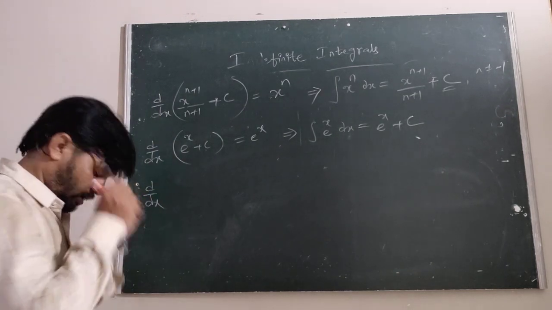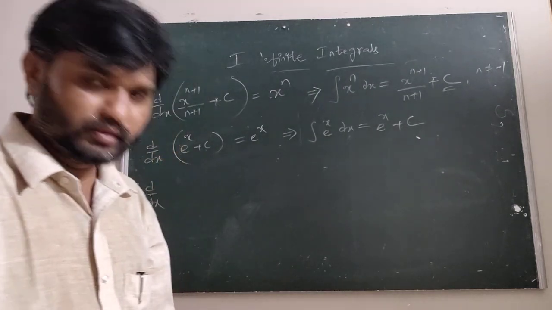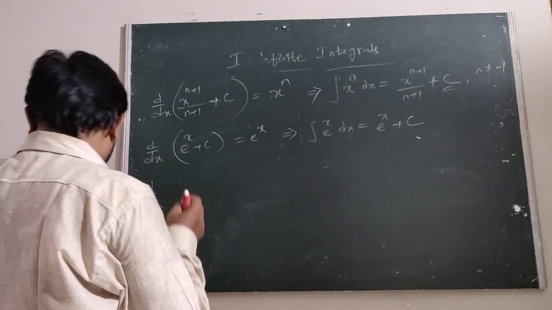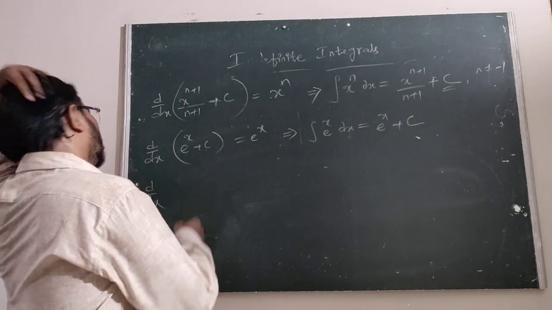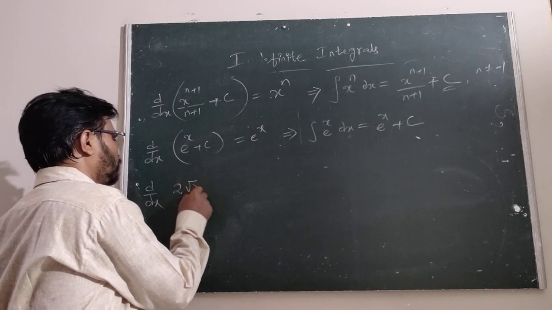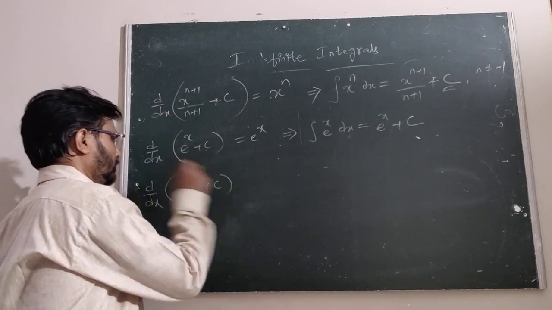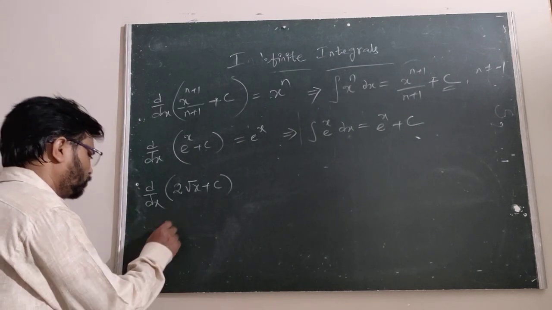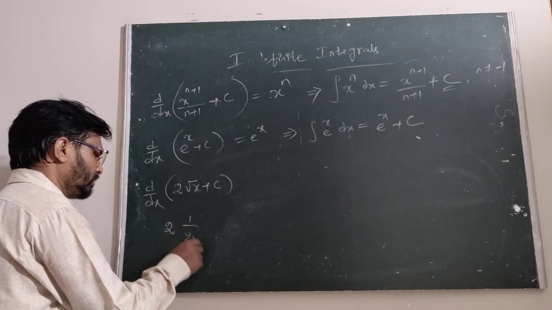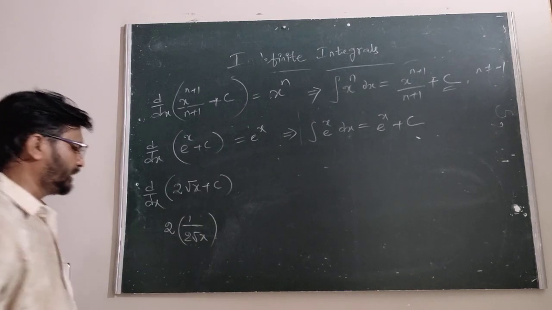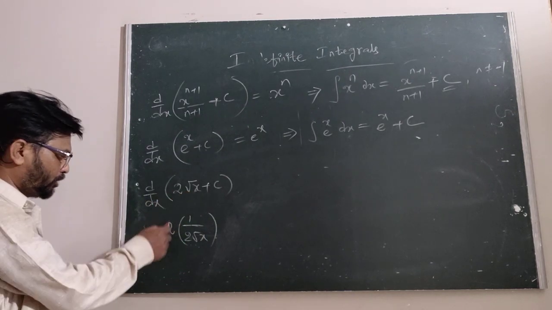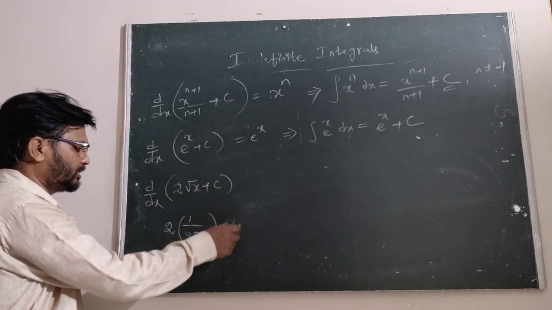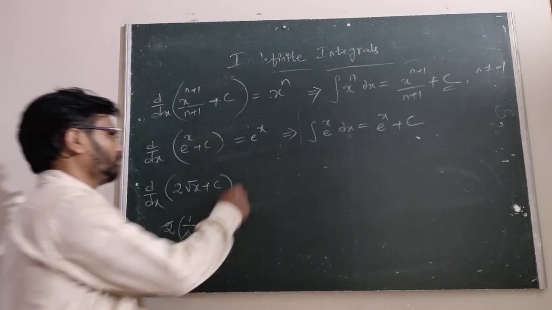The d by dx of 2 root of x plus c, the derivative of 2 root of x plus c. What do you know? Here, 2 into the derivative of root x, which is 1 by 2 root of x. Is it clear? 2 into the derivative of root x is 1 by 2 root of x. The derivative of a constant is 0. Then we are getting 1 by root x.